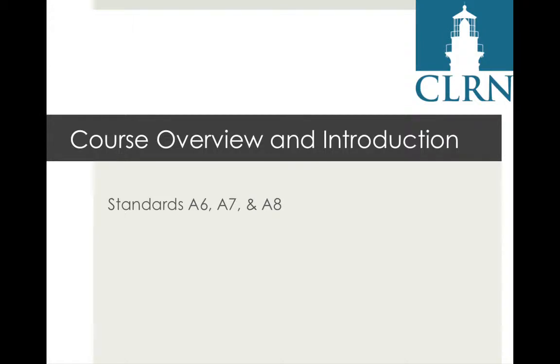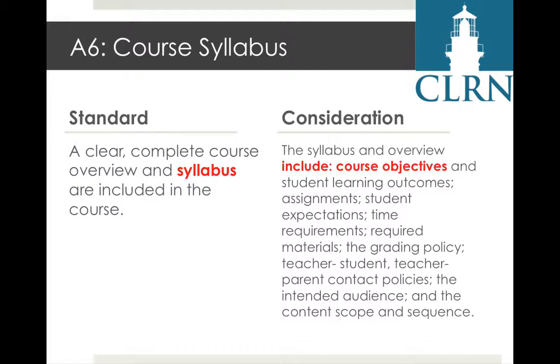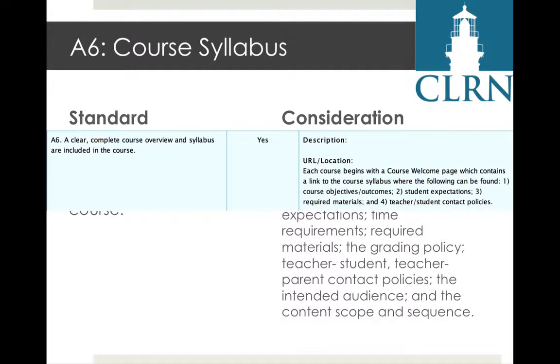The next strand, Course Overview and Introduction, contains 3 standards. Only A7 is vetted by site reviewers, though. Standard A6, Course Syllabus, asks if the course includes a clear and complete syllabus. Publishers provide a URL location where the syllabi information may be found.